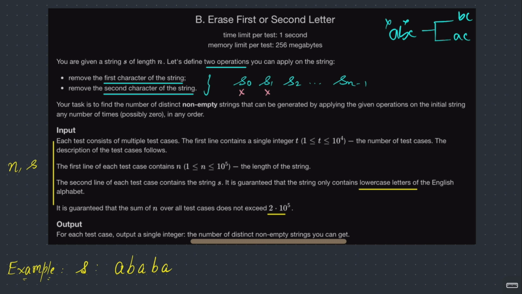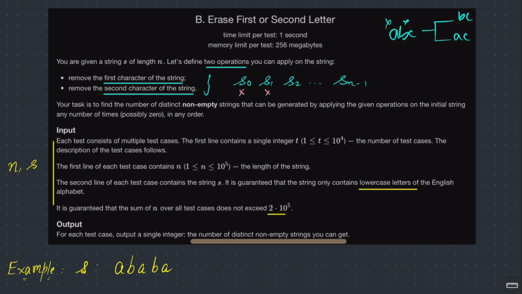So yeah, enough about that. Let's start with this question then. The question name is erase first or second letter. Now the question is pretty simple. Let me summarize it then. We are given a string s of length n and two operations are defined. So if this is string s, either you can remove the first character or you can remove the second character, like this, right? The two operations are very simply defined.